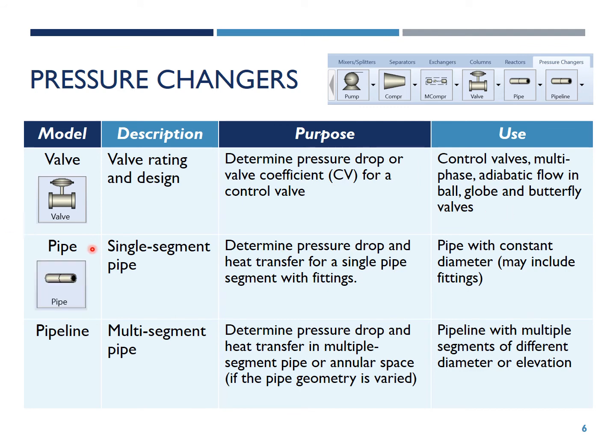The Pipe model calculates the pressure drop and heat transfer for a single pipe segment with fittings. It can model multiphase, one-dimensional, steady-state, and fully developed pipeline flow.